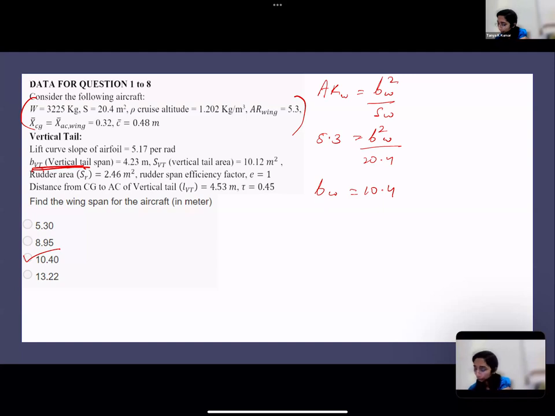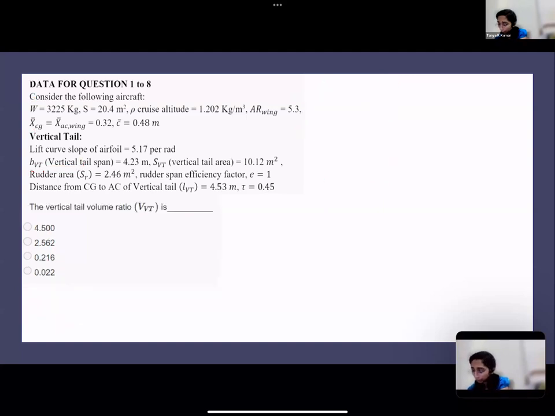Okay, now let's go to the next question. Yeah, so this is the formula that we used. The vertical tail volume ratio, VVT. Now, how do we expand this? What was the formula for the horizontal tail volume ratio? Do you remember? You had something like, so this was for the horizontal tail, S LT upon S C. Yes. So similarly for the vertical tail, what do you have?